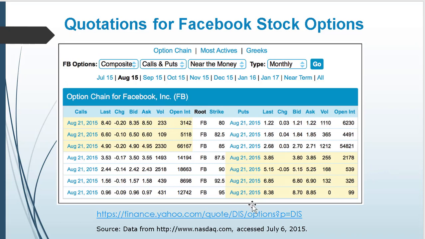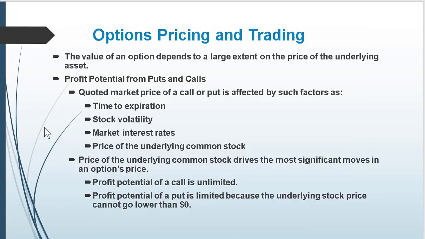If you go down here, someone is buying a put, and the strike price is $95, right? There are only 99 contracts out there. In fact, on this day, there were no contracts sold on this particular day. So again, this is what the quoting system looks like online.